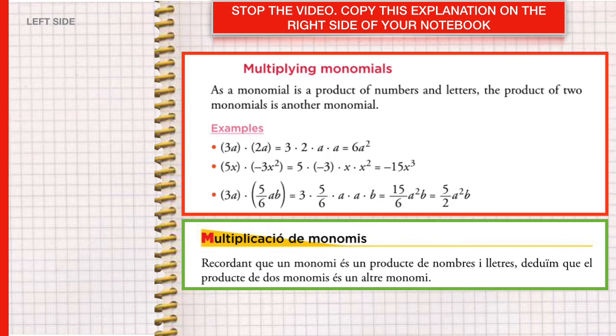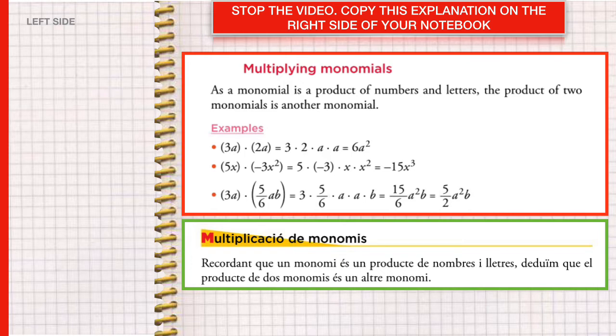5x times negative 3x squared equals: multiply the coefficients, multiply the literal parts. So the result is 5 times negative 3 times x cubed, which equals negative 15x cubed.